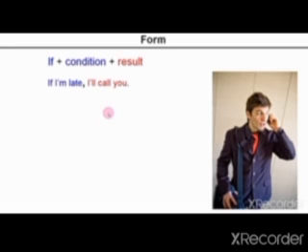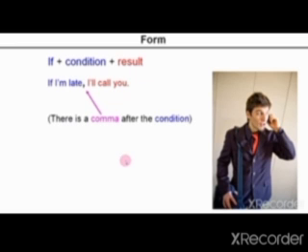Let's see how to form a conditional sentence. There are two things. First one, the if clause or when clause, then we have the result. For example, if I'm late, I'll call you. You can see if I'm late is a condition, I'll call you is the result. And you can see there is a comma after the condition. We put a comma after the condition.